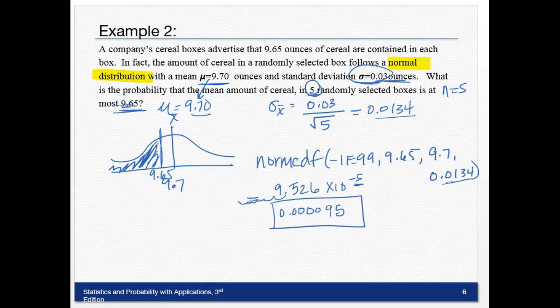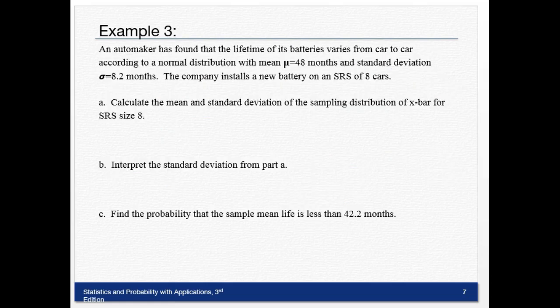All right, let's try number 3. An automaker found that the lifetime of its batteries varies from car to car according to a normal distribution, that's key, with a mean of 48 months and standard deviation of 8.2 months. The company installs a new battery on a simple random sample of 8 cars, so n is equal to 8. Calculate the mean and standard deviation of the sampling distribution of x bar for a sample size 8.